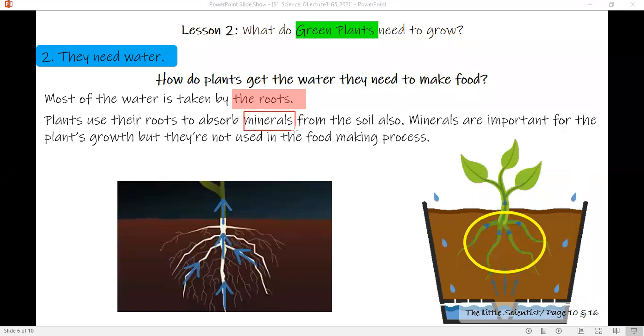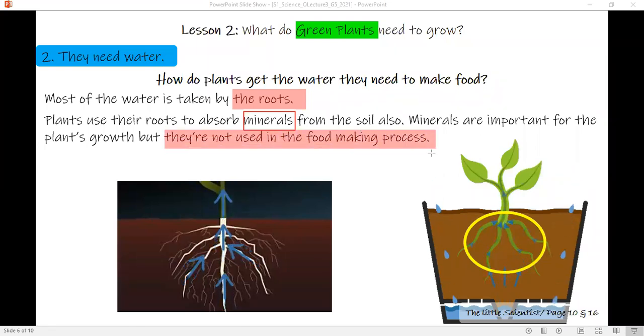We didn't mention minerals in the ingredients needed by the plant for photosynthesis. Minerals aren't engaged in a direct way in photosynthesis, so they are not used in the food making process, but they are super important for the plant. They help the plant to grow in a healthy way. So they are not engaged in photosynthesis, but the plant needs minerals to grow healthy.